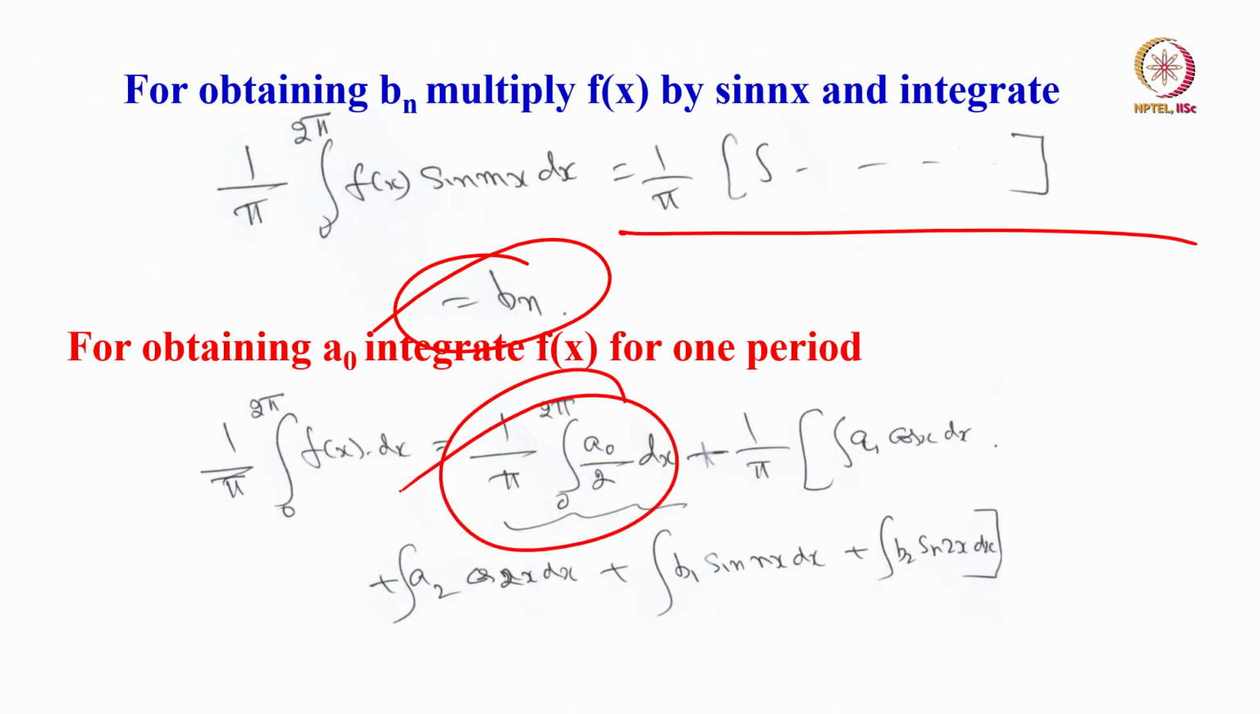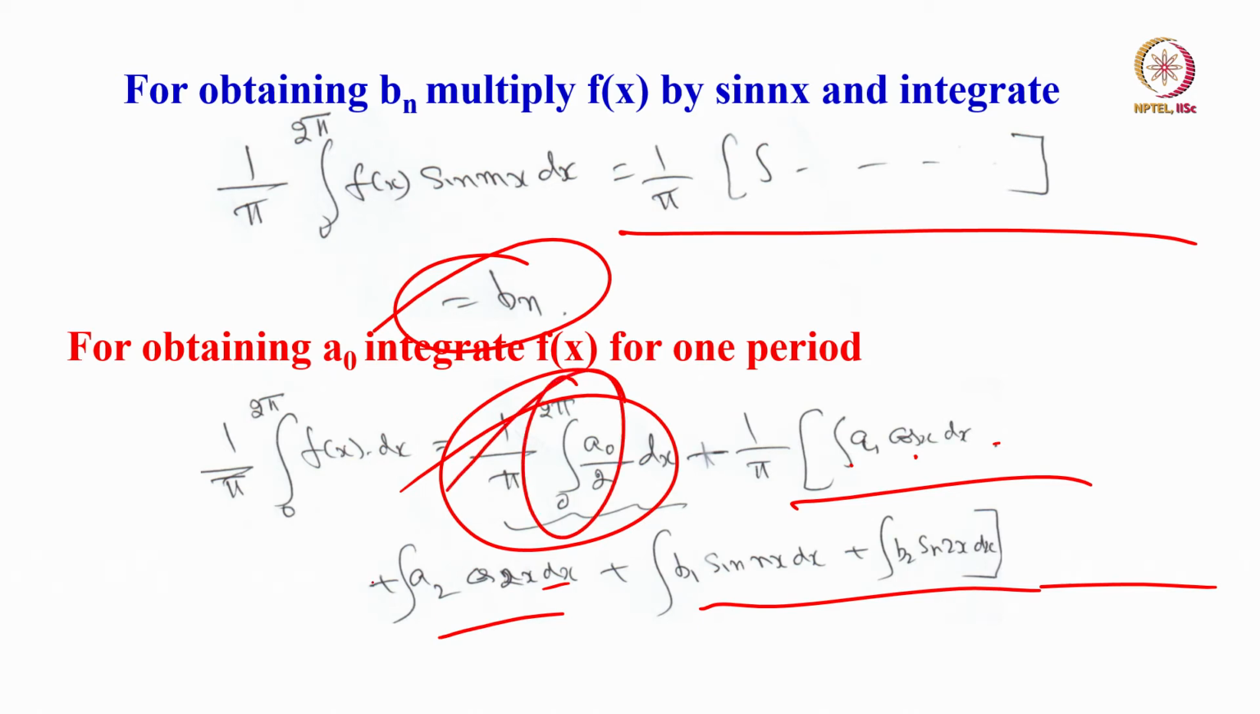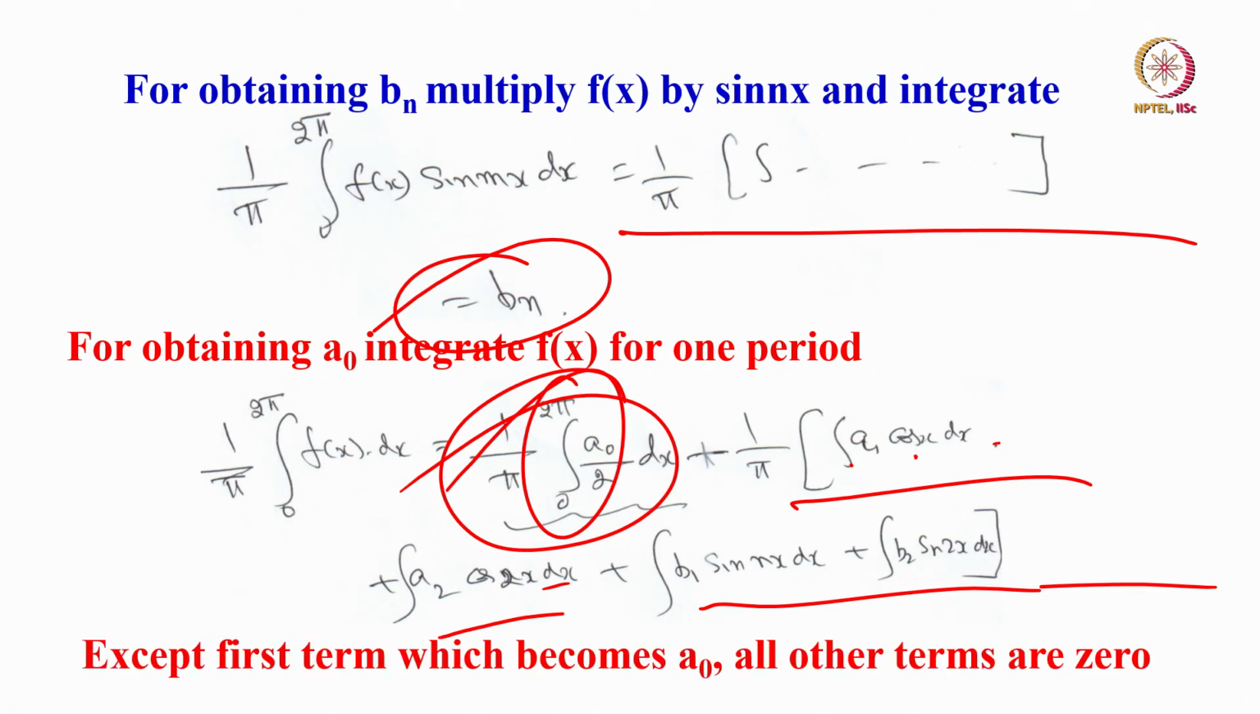f of x is expanded here, integrated from 0 to 2 pi, with a0 by 2. Again, the same simple mathematics. I have expanded this function f of x into a1 cos x, a1 cos 2x, sin nx, sin 2x, and keep on writing the series, so a's and b's are present here. Only thing is now I am integrating over 0 to 2 pi. We can expand like this, and except for the first term which becomes a0, all other terms are 0.